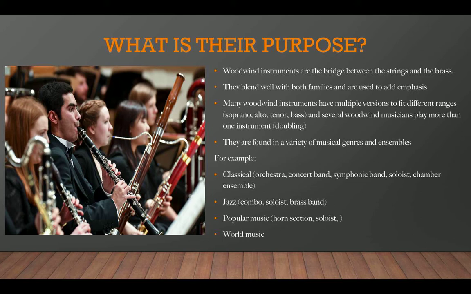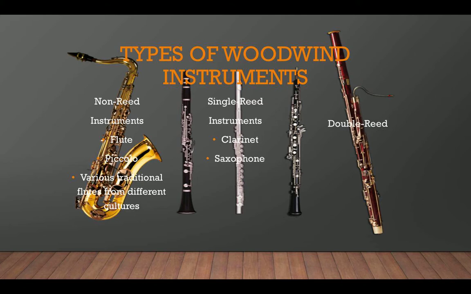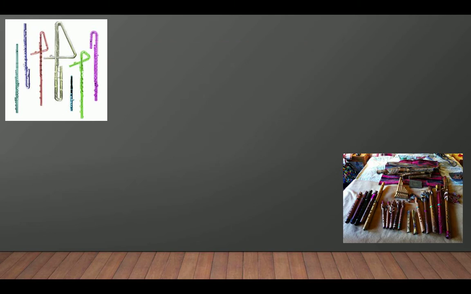So we look at the different types. So you got non-reed instruments like the flute and piccolo, and then all of the other different kinds of flutes that you'll find all over the world. There's so many out there. It'd be really hard for me to explain all of them. And then the single reed instruments, which are the clarinet and saxophone. And then double reed instruments, which are the oboe, the English horn, and the bassoon. Now, we're going to dive right in talking about these flutes.